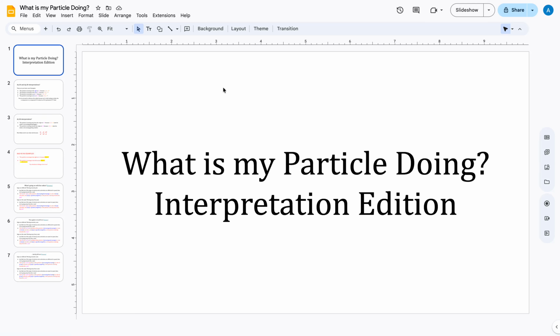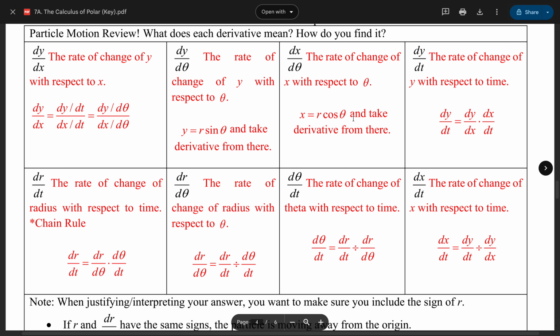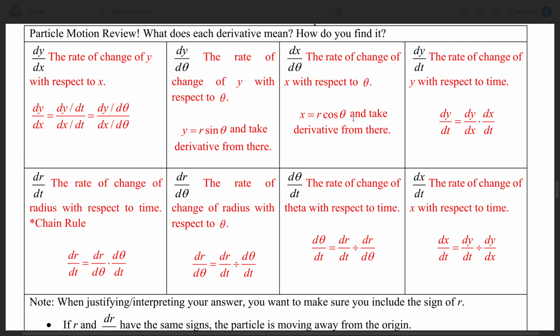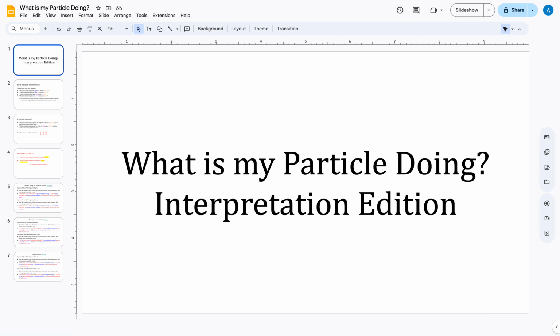Alrighty, in this video we are going to be talking about particle motion in terms of polar equations. Essentially, the goal of this is to understand what each derivative is saying, because you have these 8 derivatives that you are expected to memorize and understand and know what they mean, and I think it's going to help you guys if you visually see what each thing is saying.